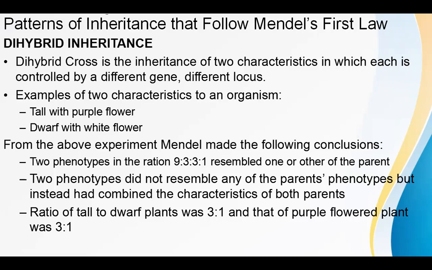From more of Mendel's studies, we made the following conclusions. Two phenotypes in the ratio of 9:3:1 resembled one or other of the parents. The other conclusion is that two phenotypes did not resemble either of the parents' phenotypes, but instead combined the characteristics of both parents. And the last conclusion is that the ratio of tall to dwarf plants is 3:1, and that of purple-flowered plants is also 3:1.